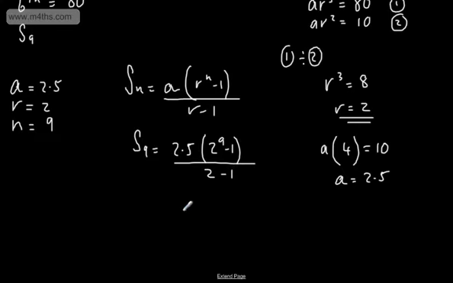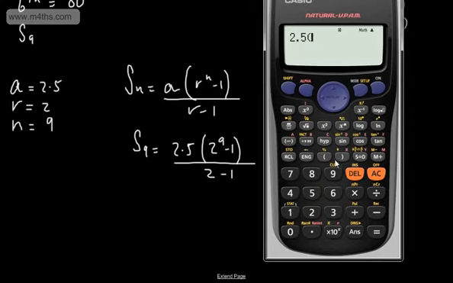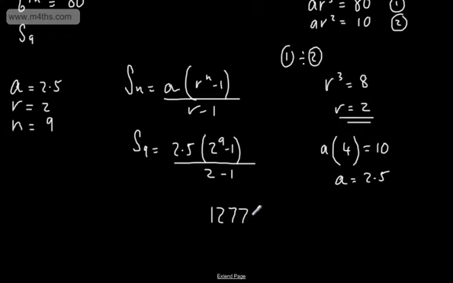So straight to a calculator now, this 2 minus 1 is 1, so we can now do 2.5. So we've got 2.5, and then we're going to multiply this now by 2 to the power of 9, and we're going to subtract away 1. And this will give us the sum of the first 9 terms. So that gives me 1277.5, and that now is the sum of the first 9 terms.